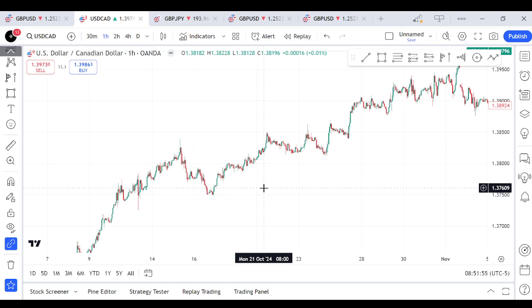In today's video we'll be focusing on the volume profile, which is an essential tool that helps you understand where the majority of trading activity occurs at different price levels. By mastering this tool you can identify key areas of support and resistance, refine your entry and exit points, and improve your overall market analysis.